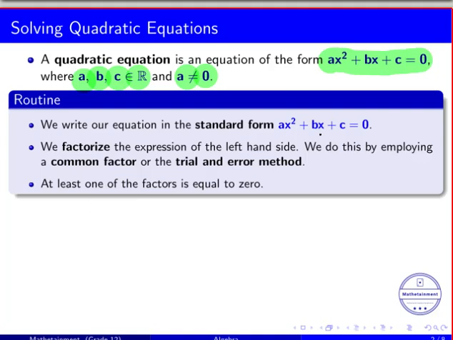And once we have factorized the expression on the left-hand side of our equation, then we know that our expression is equal to 0 if and only if at least one of the factors is equal to 0. We know that ax squared plus bx plus c is equal to 0 if and only if at least one of the factors is equal to 0. It means it's either the first factor is equal to 0 or the second factor is equal to 0, or both of them can be equal to 0. That's what it means when I say at least one of the factors is equal to 0.